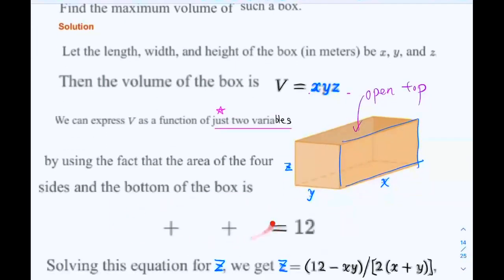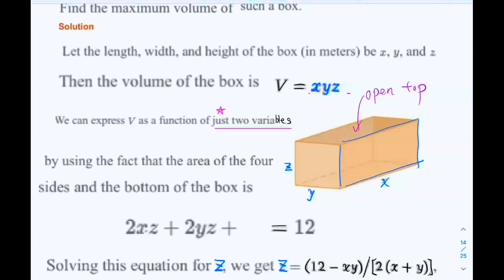So what's the area over here? Can someone tell me? Just think about this area here. What's the area here? X times Z. How many of these? You've got 2 of these. And then the front and the back. The front here is Y times Z, and you have 2 of that. So 2YZ.